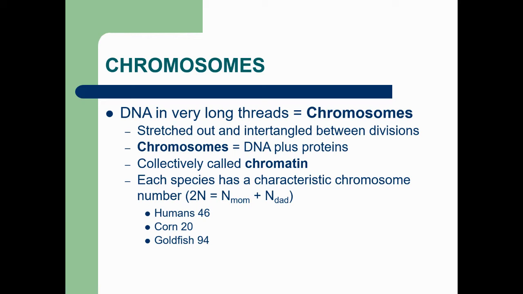2N is also called the diploid number, diploid, and haploid. I always associate that with half the number, haploid, half the number, N plus N. So this is the total number of chromosomes that we have, 2N, in any adult or any organism is 2N.